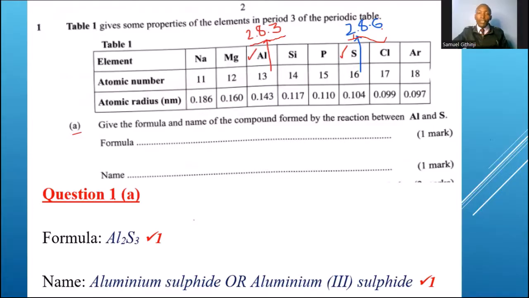Some students decided to call it aluminium(III) sulfide. No problem, provided my student you note it is sulfide, not sulfate. I hope you get that and you've gotten it well. That was question 1, number 1.